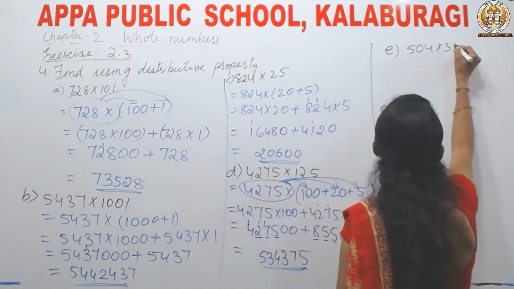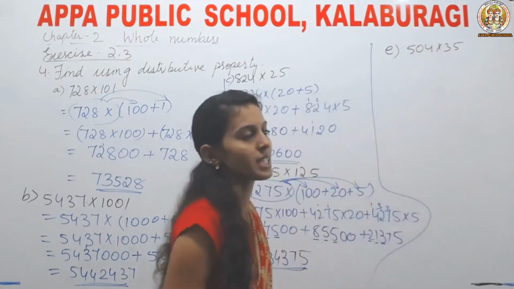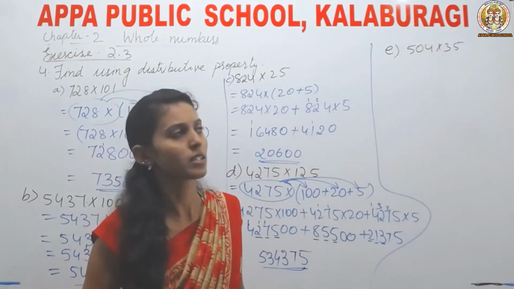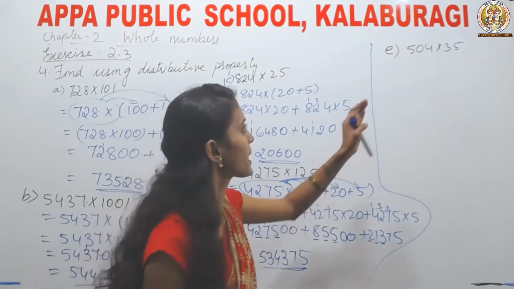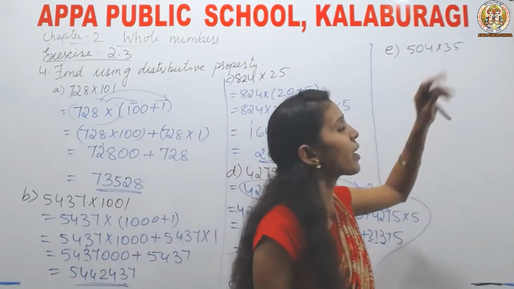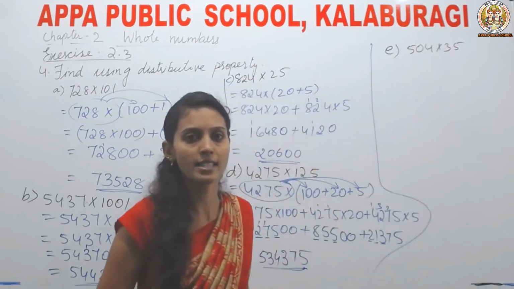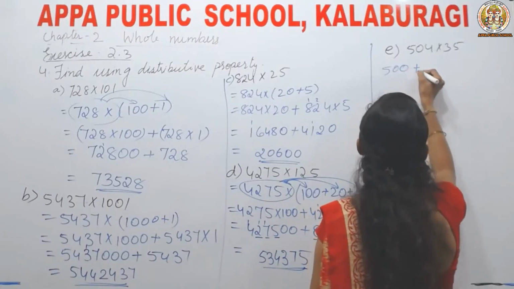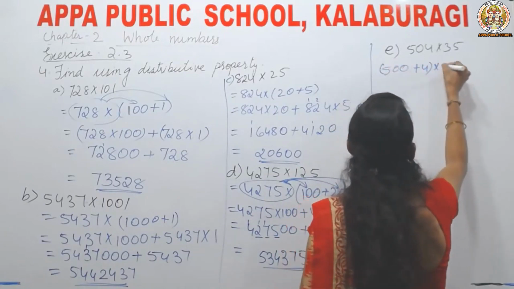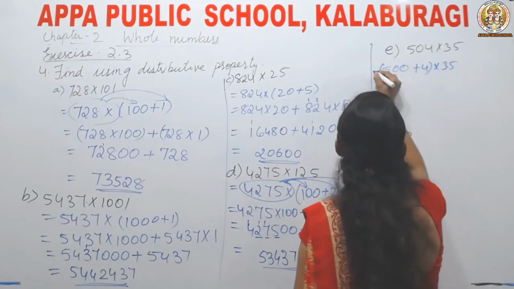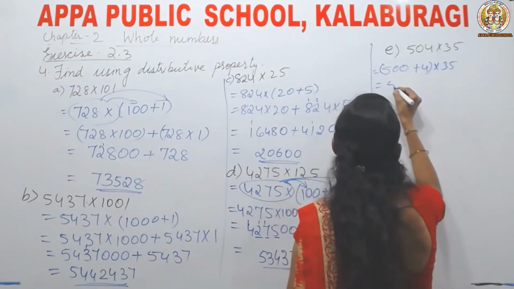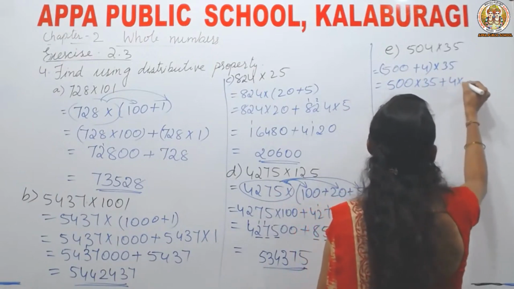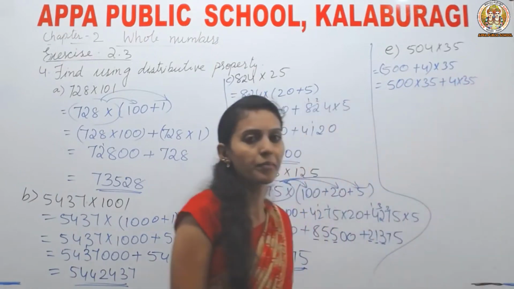504 into 35. Here both the numbers, if I split, I'll get 2 digits only. Whichever number you want, you can split. No problem at all. You can split either 500 plus 4 or 30 plus 5. Both are same. Okay, what I'll do is I'll split 500 plus 4 into 35. So split this one to both these. So 500 into 35 plus 4 into 35.